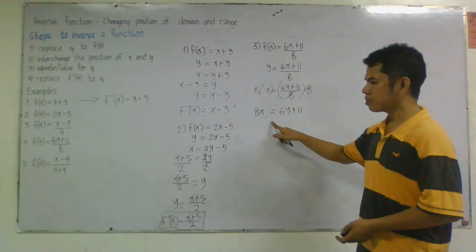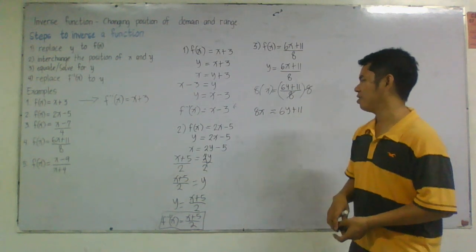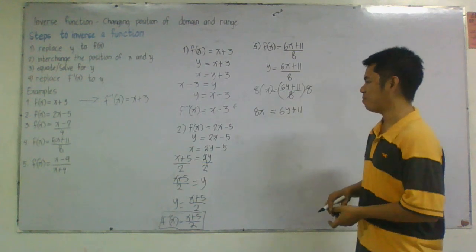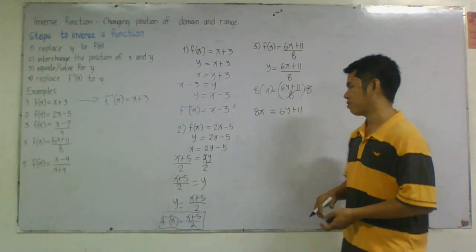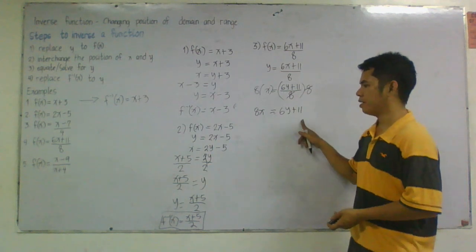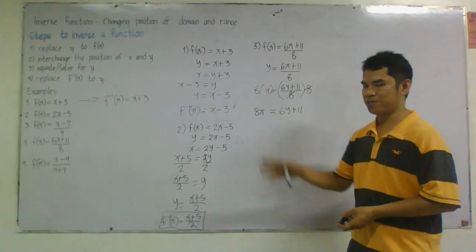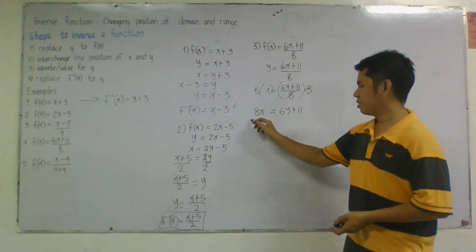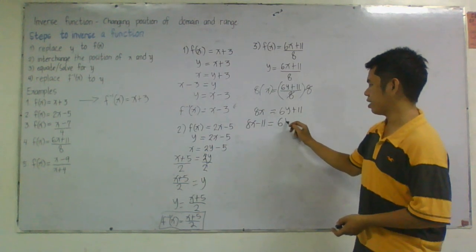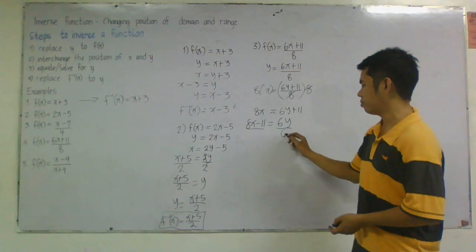So we have to transpose 11 to the other side of the equation, or in the informal approach, that is adding negative 11 to both sides. That is the additive property of equality. So that is 8x minus 11 is equal to 6y. To isolate y, or to solve for y, we have to divide both sides by 6.